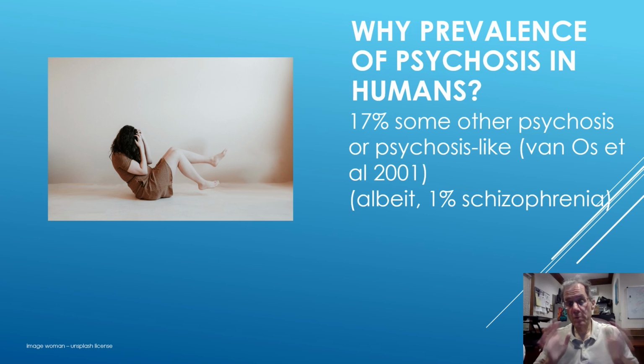Although 1% of the population suffers from schizophrenia, which is a huge number, actually, epidemiology shows 17% of the population at some point will have a psychotic-like reaction. These are massively big numbers that just don't really make sense compared to other illnesses. Plus, if you look at the animal world, although animals do get other psychiatric illnesses, they almost never get psychosis.